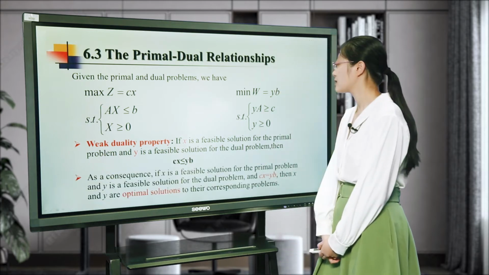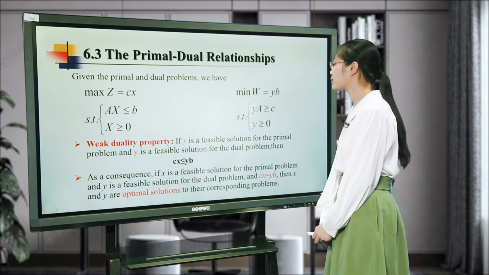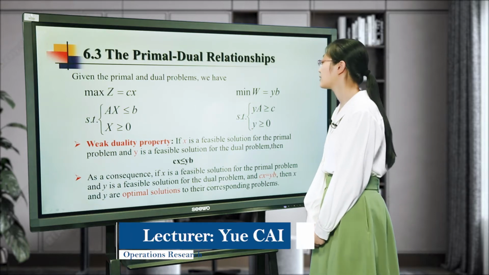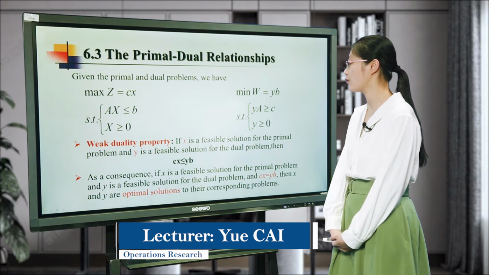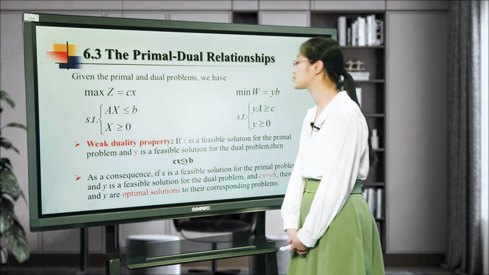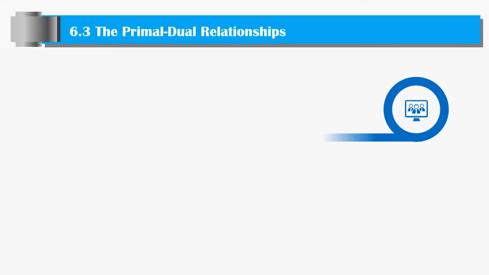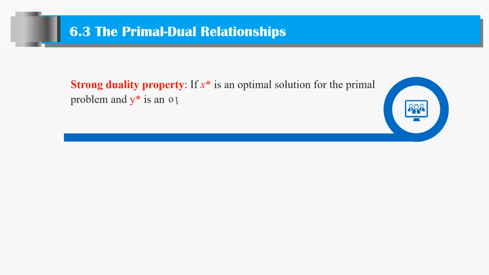As a consequence, if X is a feasible solution for the primal problem and Y is a feasible solution for the dual problem, and their objective functions are equal, then we say X and Y are both optimal solutions to their corresponding problems. We also have the strong duality property. If X star is an optimal solution for the primal problem and Y star is an optimal solution for the dual problem, then their objective functions are equal: Cx star equals Y star b.